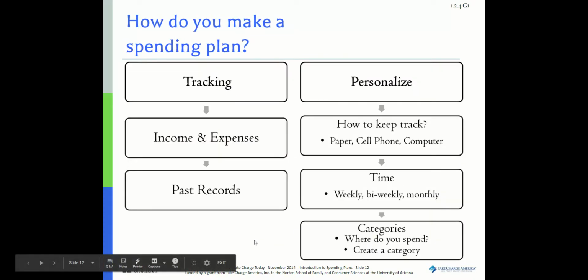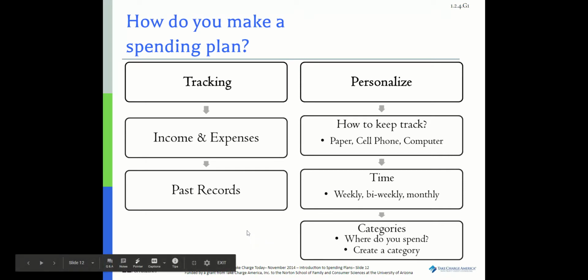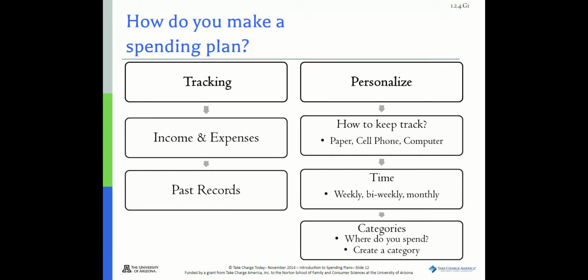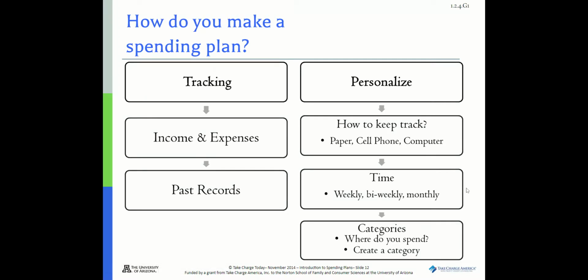How do you make a spending plan? Well, you track it. You track your income and your expenses, your past records, see the things that you've been spending money on. You personalize it for you. How do you keep track? Some people use paper, some people use their phone, some people use apps on their phone, some people use a computer, some people use spreadsheets. You have to decide how often you're going to keep track of it: once a week, every 2 weeks, once a month. Then you have to categorize it. Where do you spend your money? Create categories for the ones that you spend your money on.